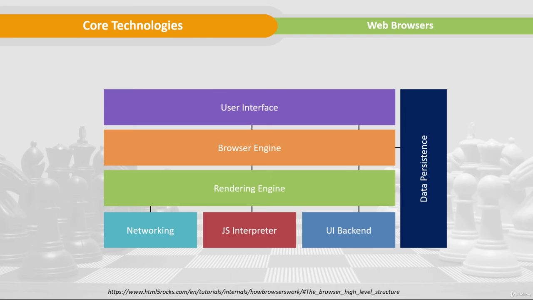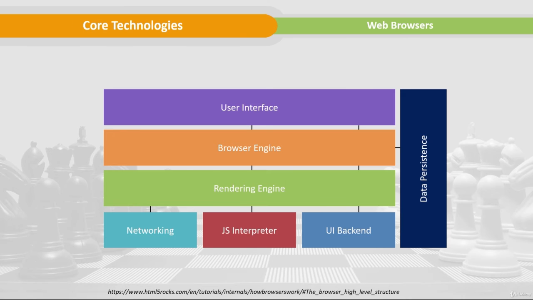The user interface: this includes the address bar, the back and forward buttons, the bookmarking menu, all this, and every part of the browser display except the window where you see the requested page. The browser engine marshals actions between the UI and the rendering engine. The rendering engine is responsible for displaying the requested content. For example, if the requested content is HTML, the rendering engine parses HTML and CSS, and it'll display the parsed content on the screen. And different browsers use different rendering engines. For example, Firefox uses Gecko.